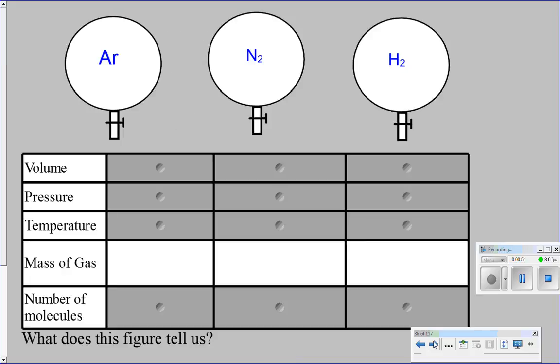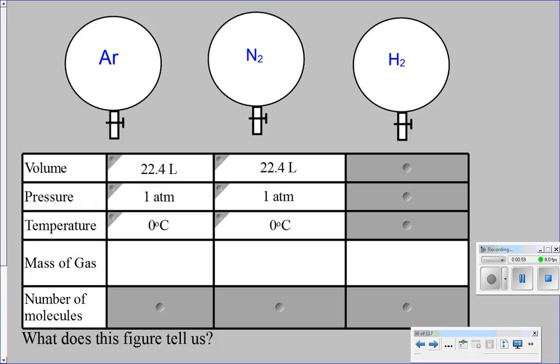So I put a figure up here with some argon, nitrogen, and hydrogen gases. You don't need to actually copy this down, but I just wanted to give you a visual for this. These 3 samples of gases are all at the same pressure, which is actually standard pressure, 1 atmosphere. They're at standard temperature, which is 0 degrees Celsius. Each of these have different masses, however.